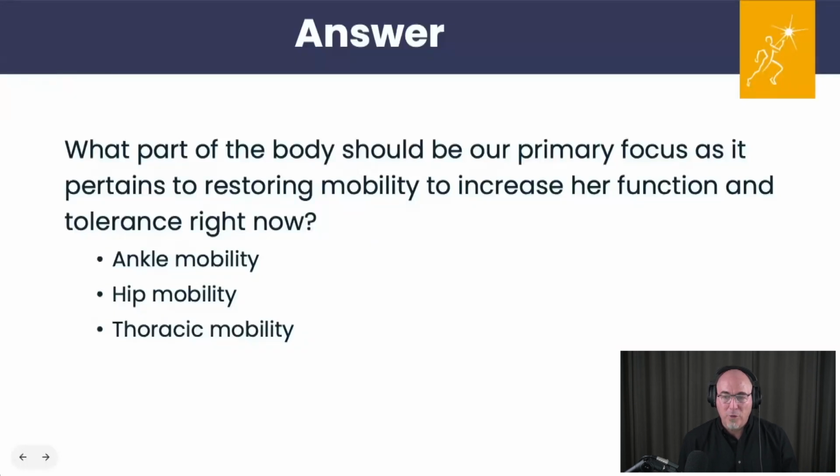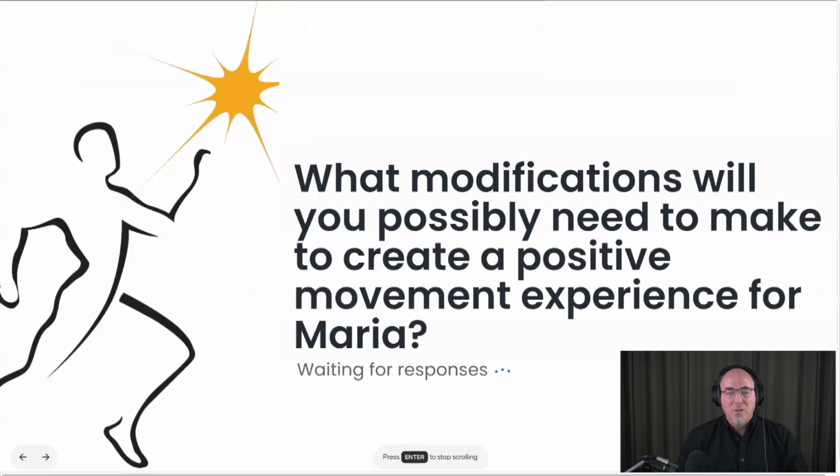A modern dancer, a little bit different. And then people performing on silks and aerial, even more, a lot more segmental movement. They have to have it. Same with martial arts. So what modifications will you possibly need to make to create a positive movement experience for Maria? Where are we going to go with that?